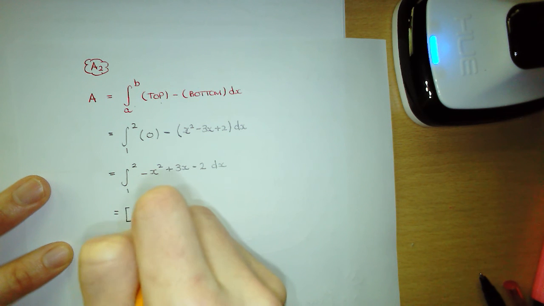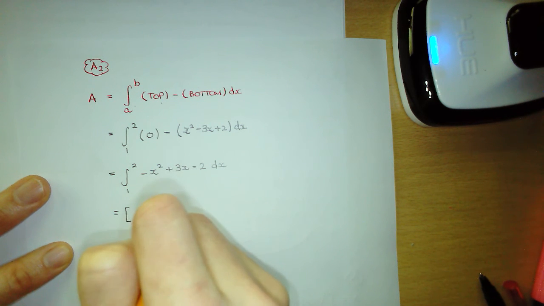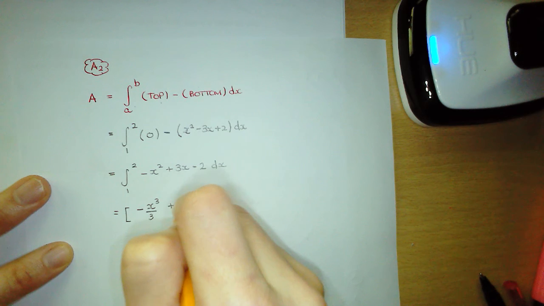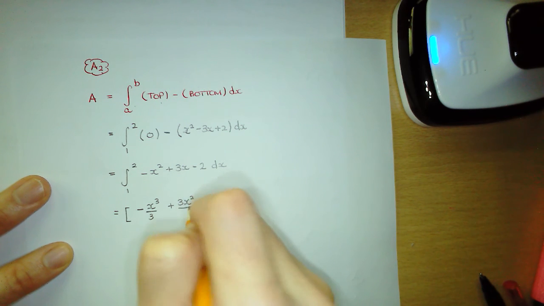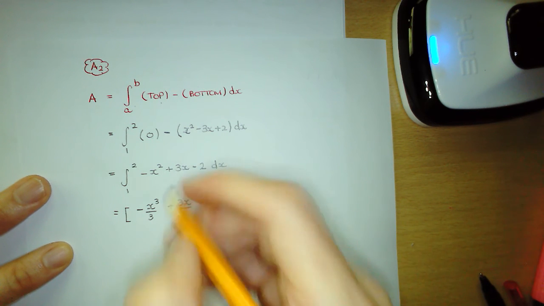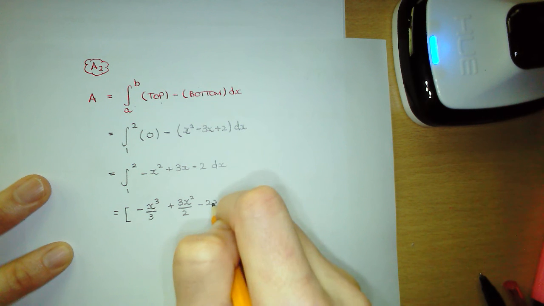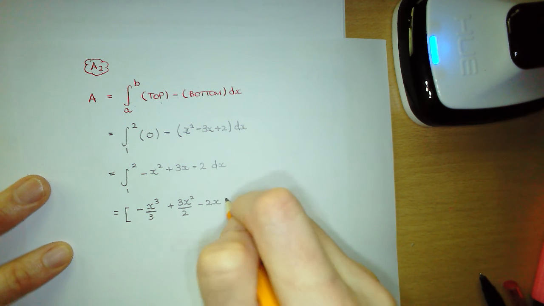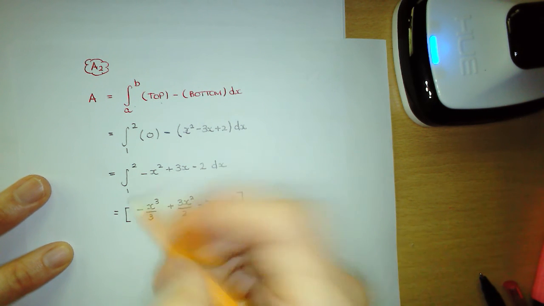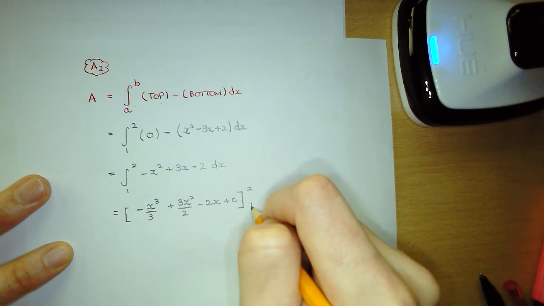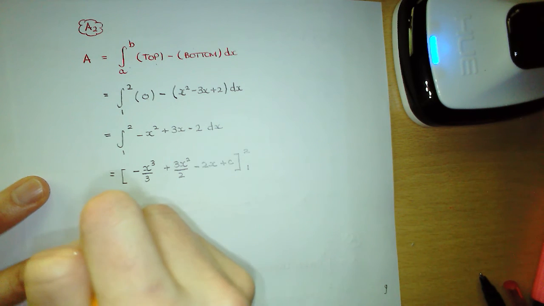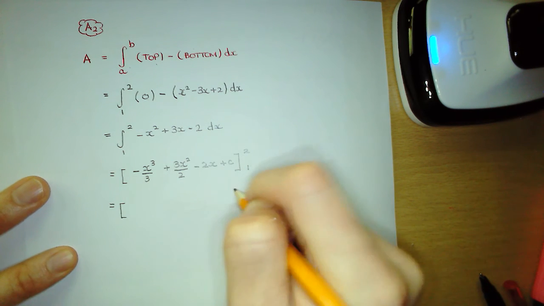So add 1 to the power, divide by the new power. So we're going to get minus x cubed over 3. Add 1 to the power, divide by the new power. We're going to get plus 3x squared all over 2. Integrate a constant or a number term, we just put x in the end of it. And then don't forget to add a constant. Close our brackets and then put the limits outside. Same again, we're going to break up the square bracket into 2 separate square brackets with a minus between them.